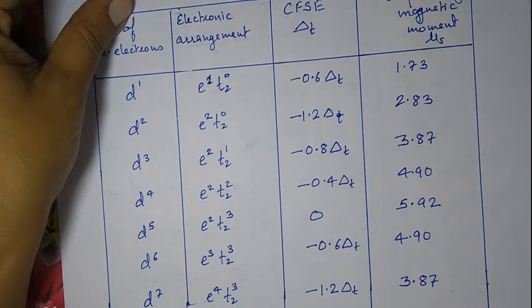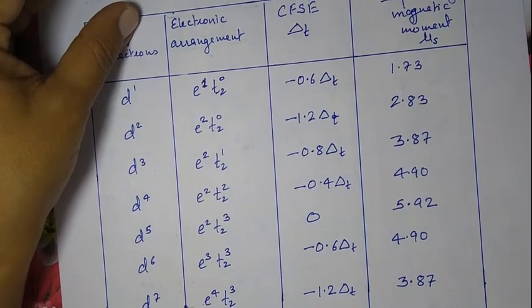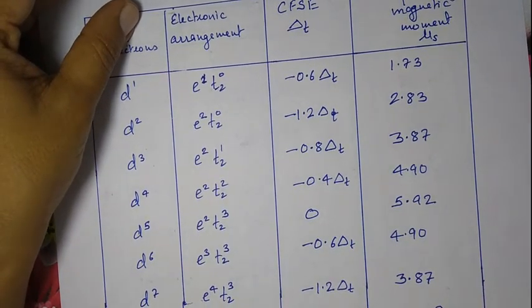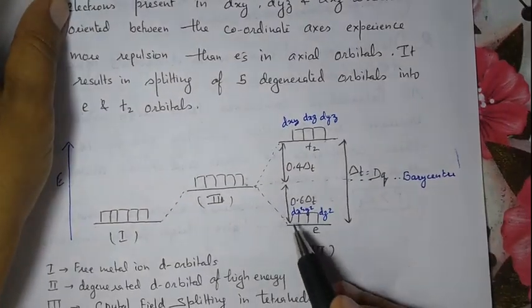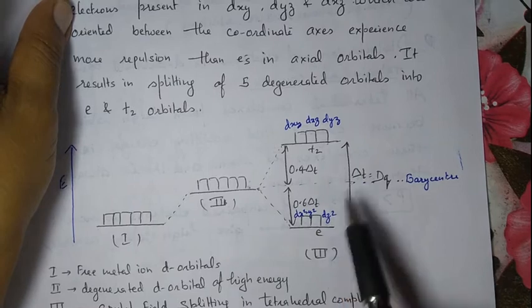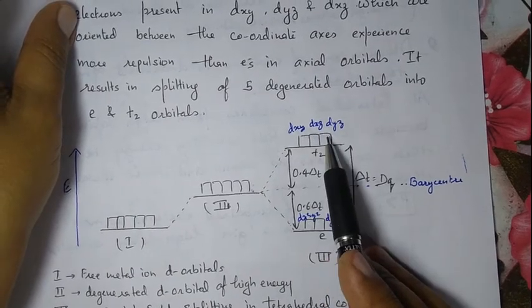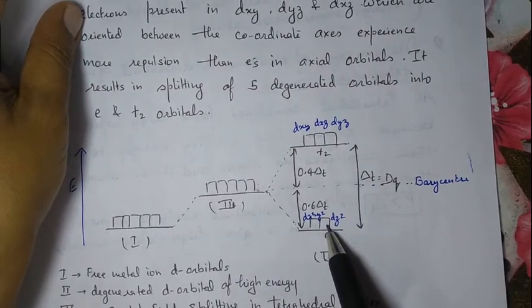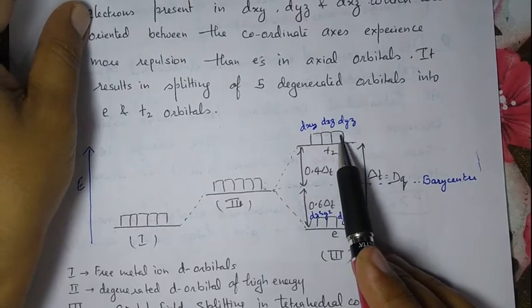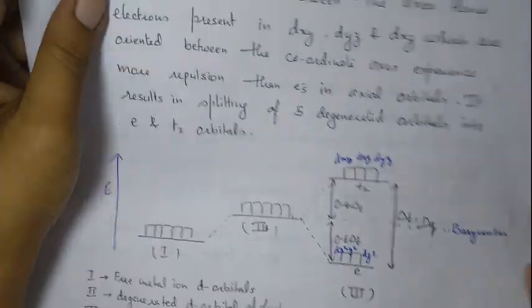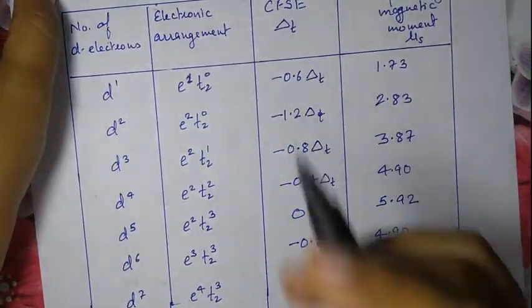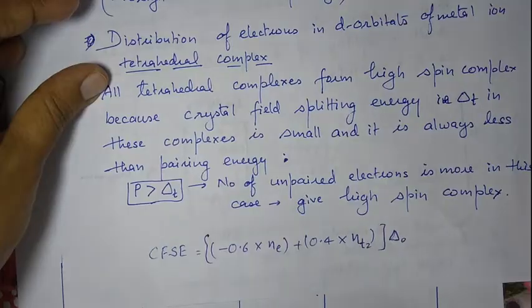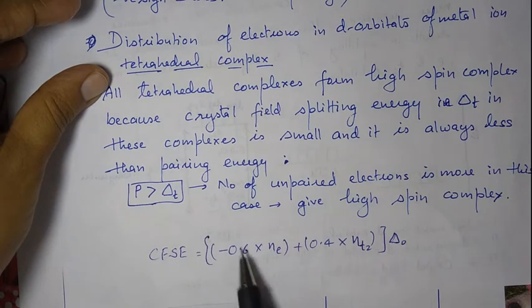Okay, it means electron filling takes place in this way: the first electron will go in this, then this, third, fourth, fifth, then sixth, 7th, 8th, 9th, 10th. One arrangement is possible for each configuration, and we can calculate the CFSE for that. We can calculate CFSE in this way.